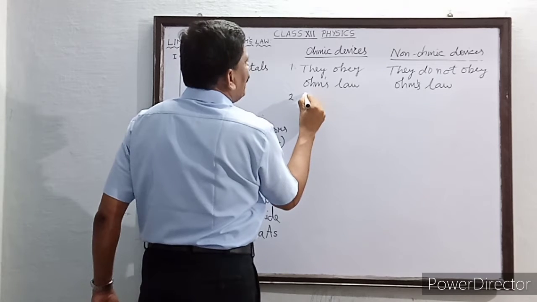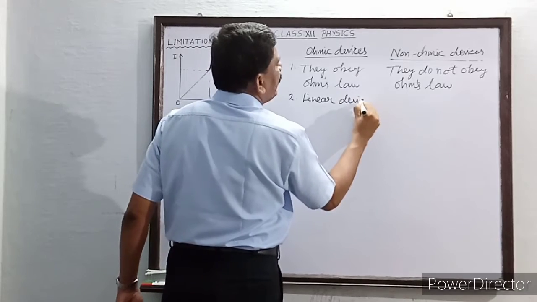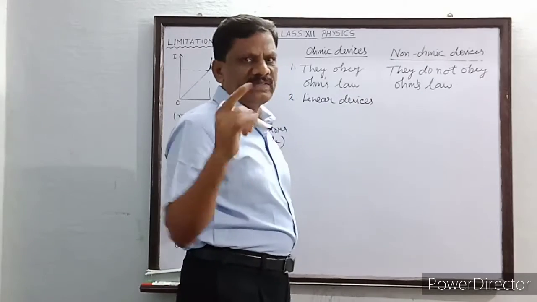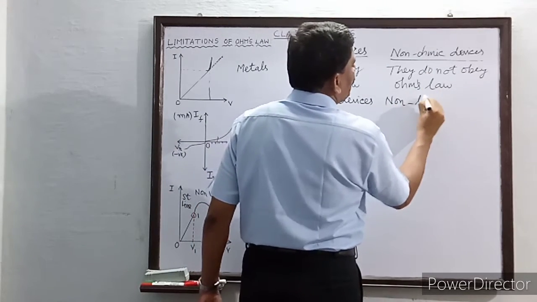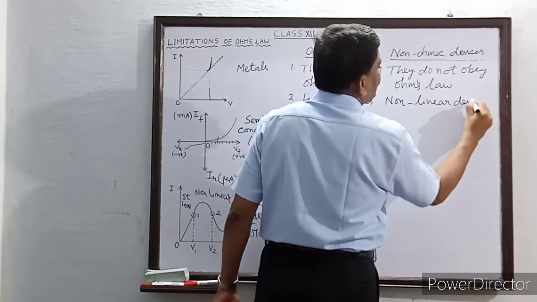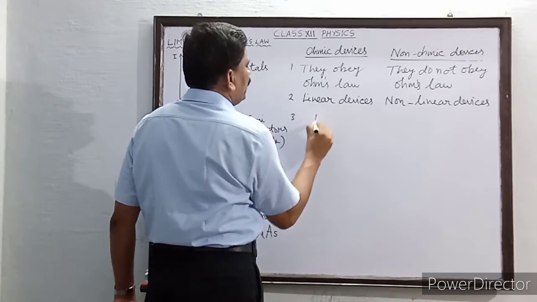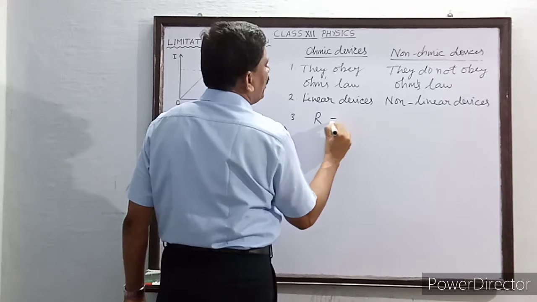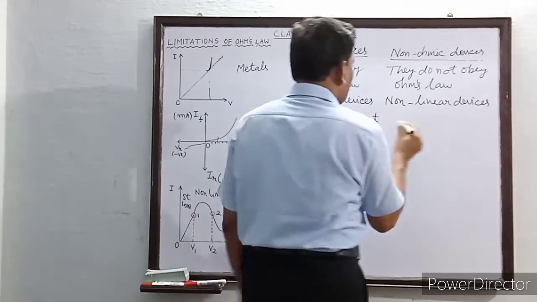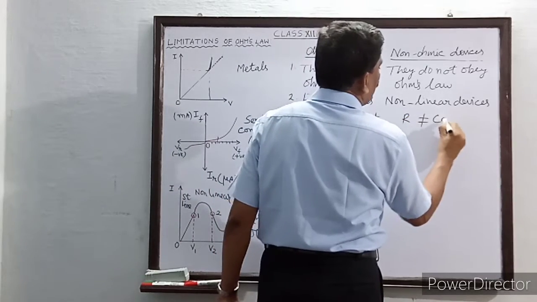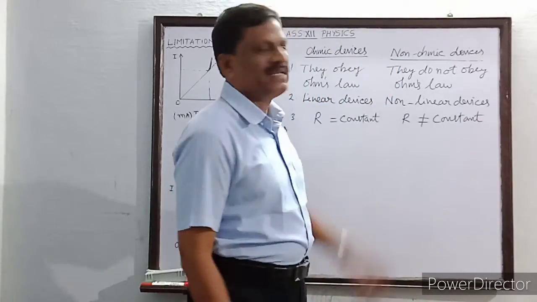So the second point is that they are also called linear devices. Ohmic devices are also called as what? Linear devices, because the voltage versus current graph is a straight line. So what must be the name of these non-ohmic devices? They must be called non-linear devices. And for ohmic devices, resistance R is equal to a constant. Resistance will be a constant, and here R is not equal to a constant. Okay, so I have summarized all these points.